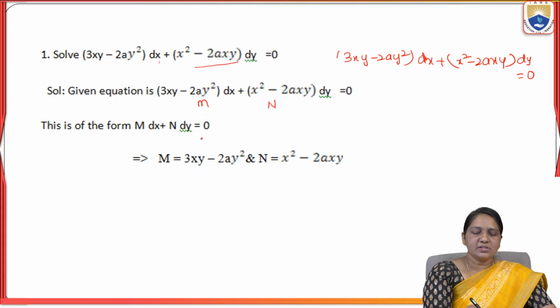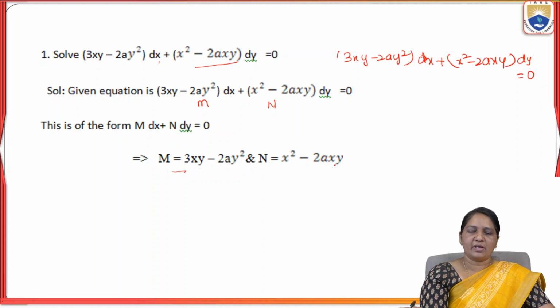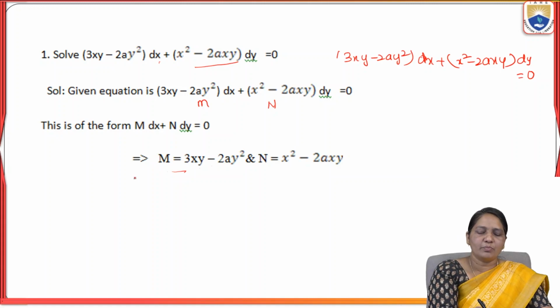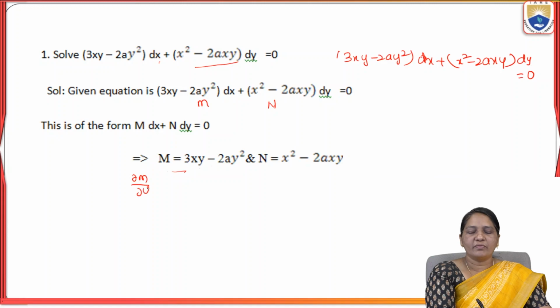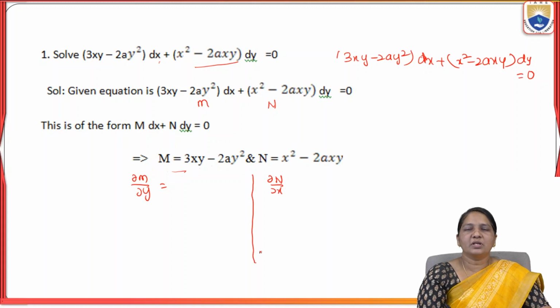So the equation is in the form of M dx plus N dy equal to 0. What is M? M is 3xy minus 2ay square. What is the N value? N is x square minus 2axy. So what is the procedure we are following? First we check ∂M/∂y and ∂N/∂x. After that we will decide whether the equation is exact or not exact.